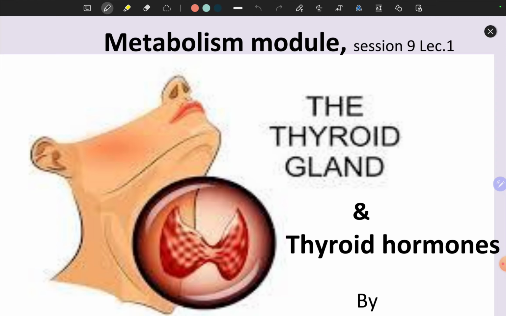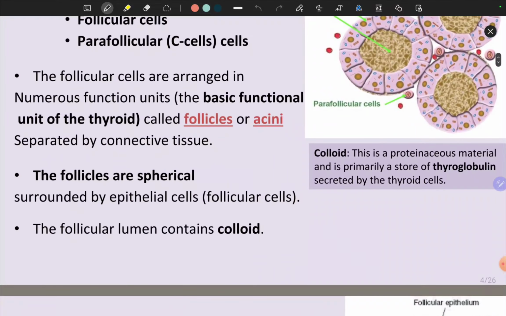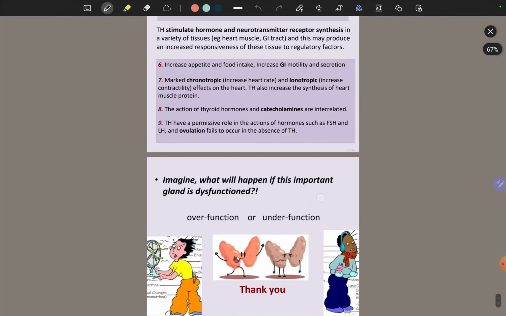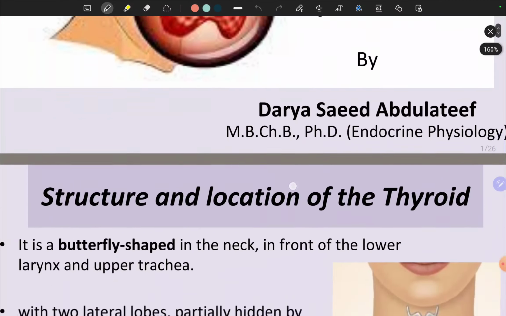So, these are all thyroid diseases. You can see we have different types of thyroid disease. You can see all of these conditions, but how can you recognize these conditions? So first you have to learn about thyroid hormone and its function.